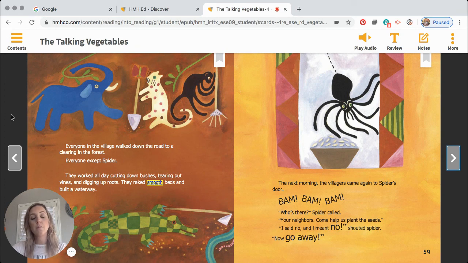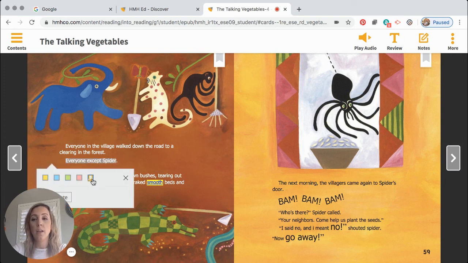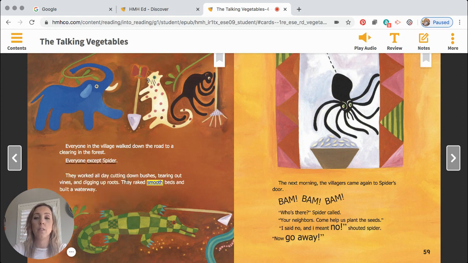Okay, so I see two things. The first thing I see is on page 58. On page 58, I read that everyone in the village walked down to the road to clear the forest, right? And it says everybody went except for Spider. So that's one thing that I might underline that tells me a little bit about Spider, right? This sentence right here tells me that he's not, I would say, maybe a team player, right? He's not very friendly. He doesn't help his neighbors the way that they asked for his help, right?